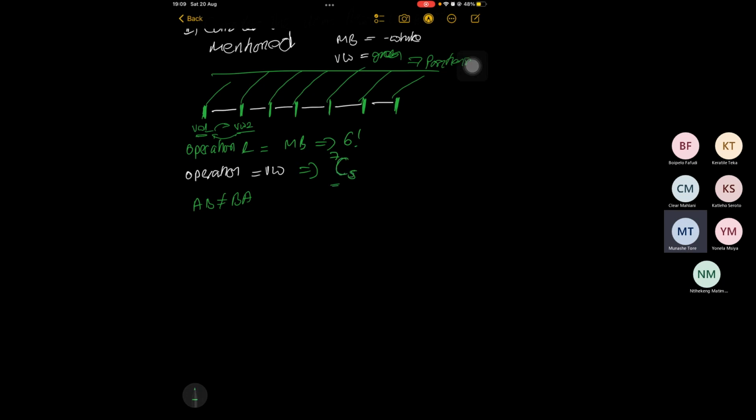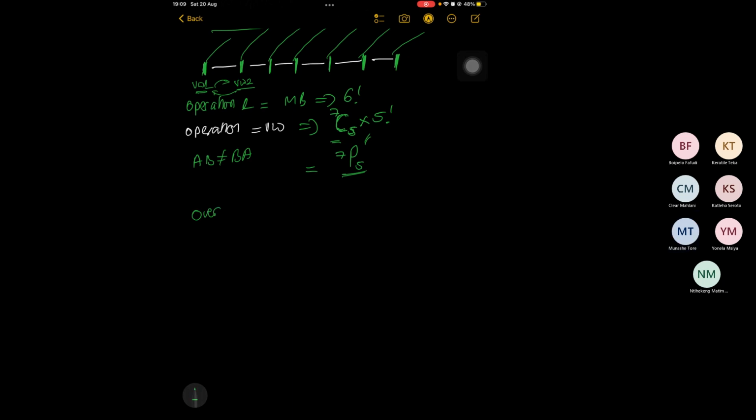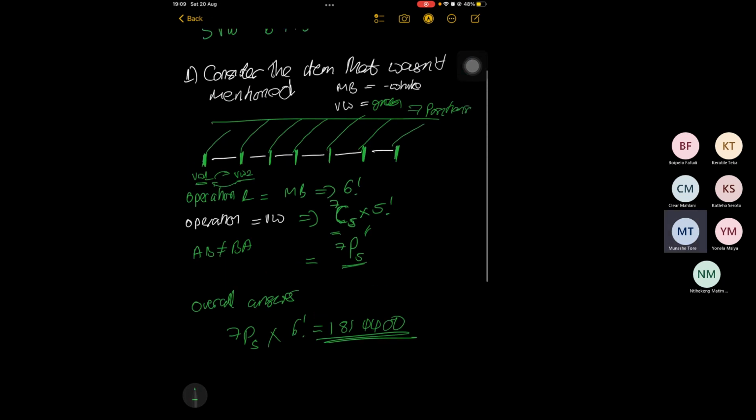You're going to leave it like this if the order doesn't matter. But if it matters, now it's going to be 7 choose 5 times 5 factorial. This on its own is similar to 7 permute 5. These expressions are the same: 7 choose 5 times 5 factorial is the same as 7 permute 5. So now your overall answer is going to be 7 permute 5 times 6 factorial. Then you get 1814400. That's how you do such a question.